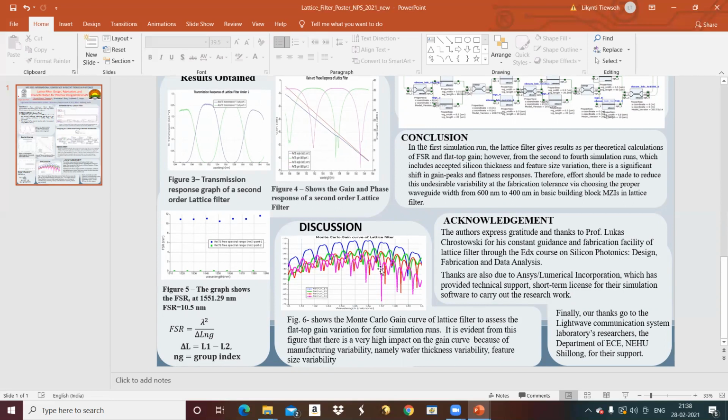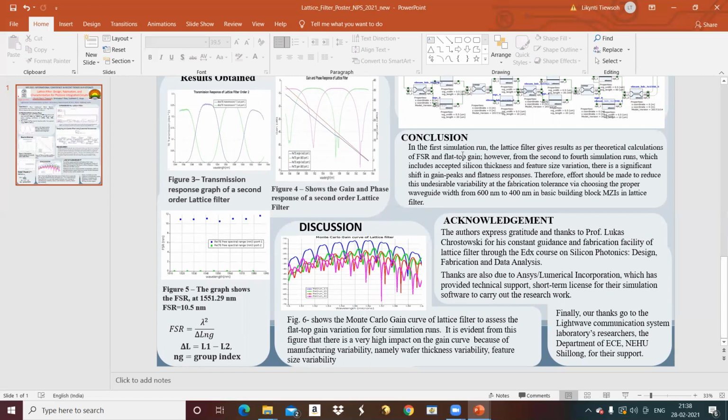Discussion. This figure shows the Monte Carlo simulation curve of a lattice filter to assess the flat-top gain variation, and we have run four simulation runs. We can see from this graph that there is a high impact on the gain curve because of manufacturing variability, that is the wafer thickness and feature size variability.